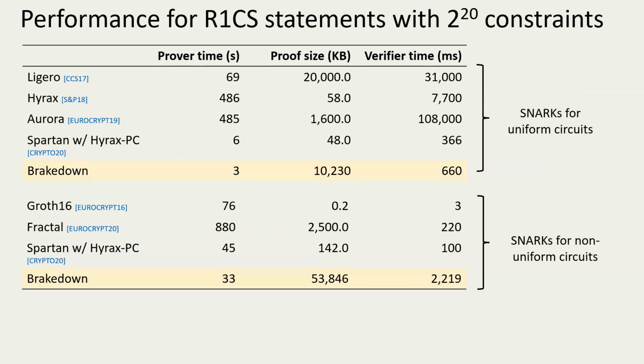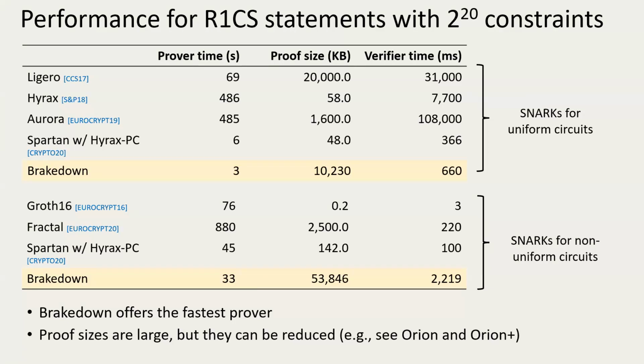Here's a slide that depicts the performance of Brakedown, and it depicts prover time, proof size, and verifier times. It also shows 2 variants of Brakedown, one that applies to uniform circuits and another that applies to non-uniform circuits. There are a couple of key takeaways. One of them is that Brakedown offers the fastest prover. The speedup, in fact, is significant compared to other schemes that are also plausibly post-quantum secure, for example, Fractal, Ligero, or Aurora.